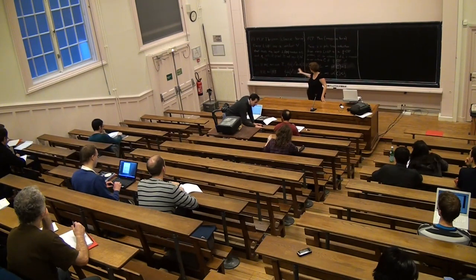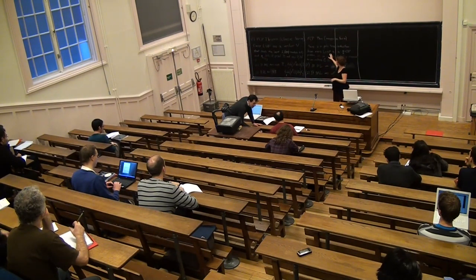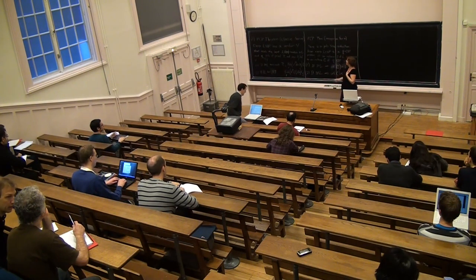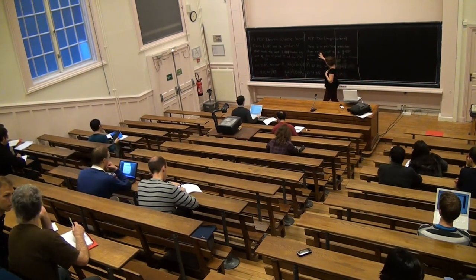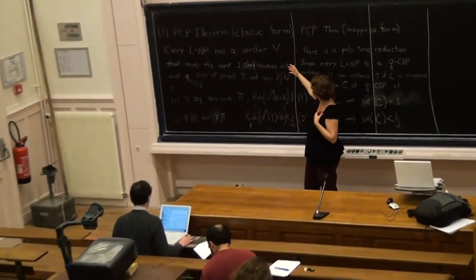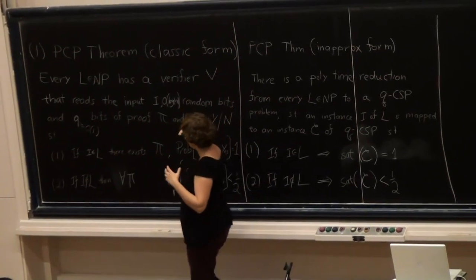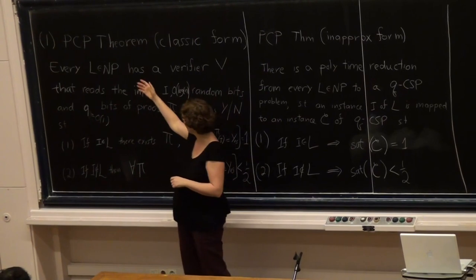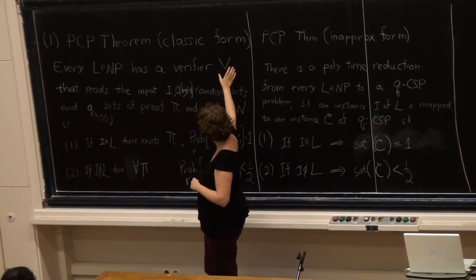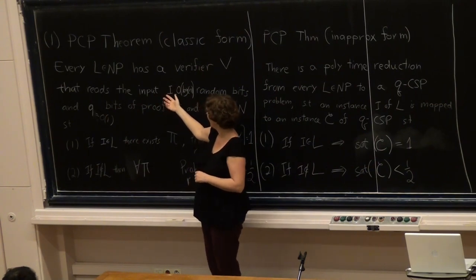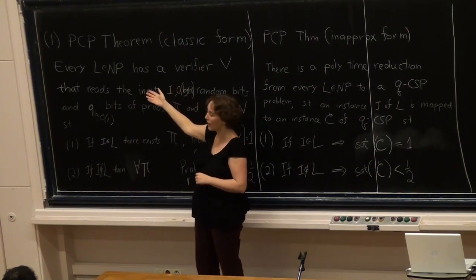So I wrote on the board the things that we talked about yesterday. Let me just go over them and then continue. I just wrote two formulations of the PCP theorem. The classic formulation, thinking of it as a proof system, says that for every language in NP, we have a verifier, V, that reads the input, and its goal is to decide if the input is in the language or not.